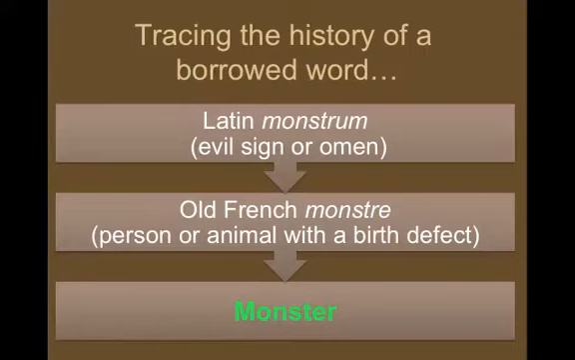If I go all the way as far back as I can, I have this Latin word monstrum that meant an evil sign or an omen. Then Old French borrowed that word monstrum and created monstre to mean a person or animal with a birth defect, because at that time they thought that birth defects were actually evil signs or omens. They thought, if they saw an animal in the woods that seemed to have something wrong with it or wasn't normal, that it was basically kind of like bad luck or an omen that something bad was going to happen.